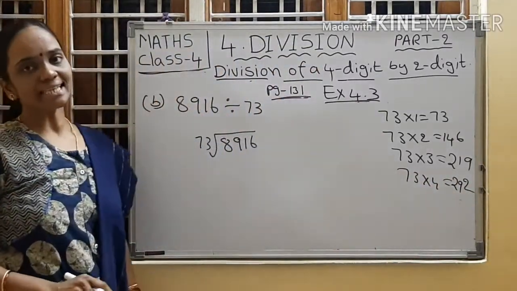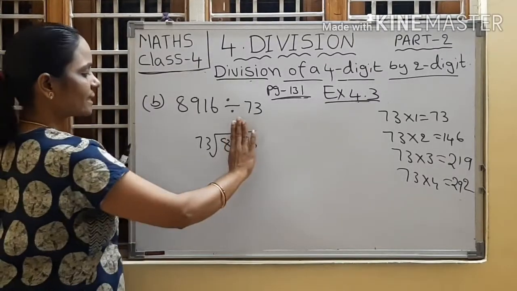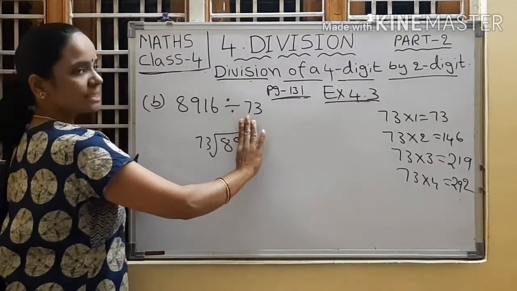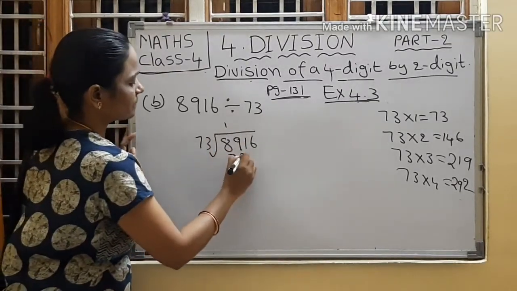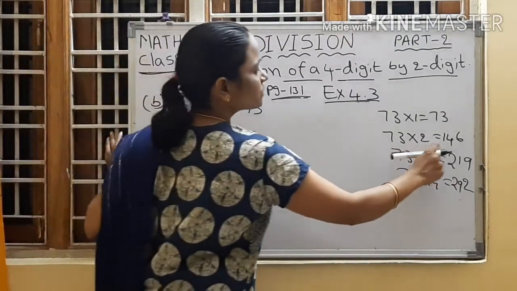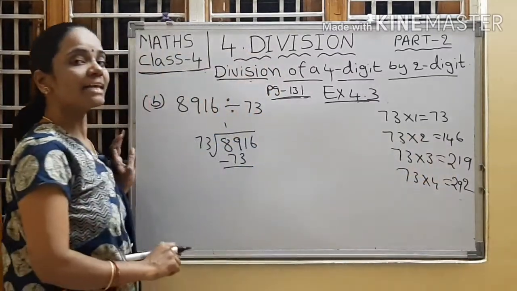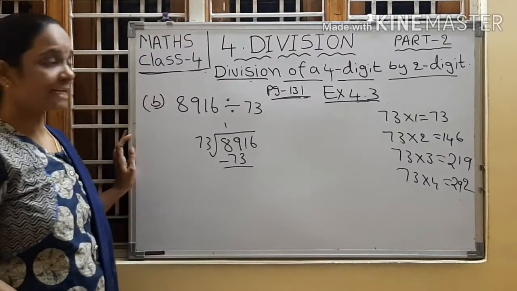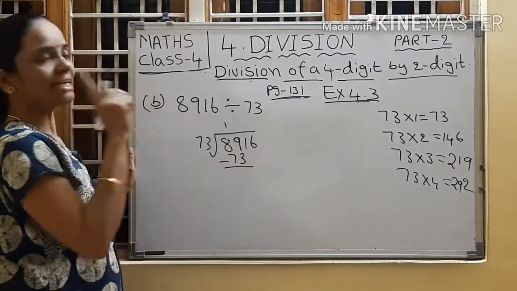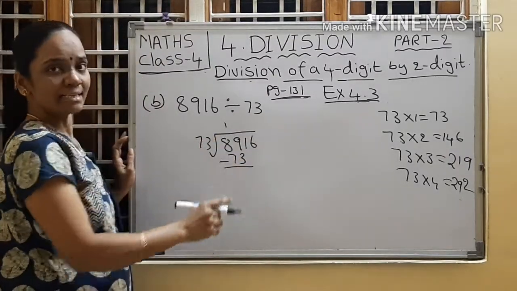First, how many digits do I have to take into consideration? Shall I take 1? No. 2? Yes, 89 we can take. Yeah, 73 ones are 73. Because 73 twos are 146, I can't write. 146 is greater than 89. So, one time only. 73 ones are 73.